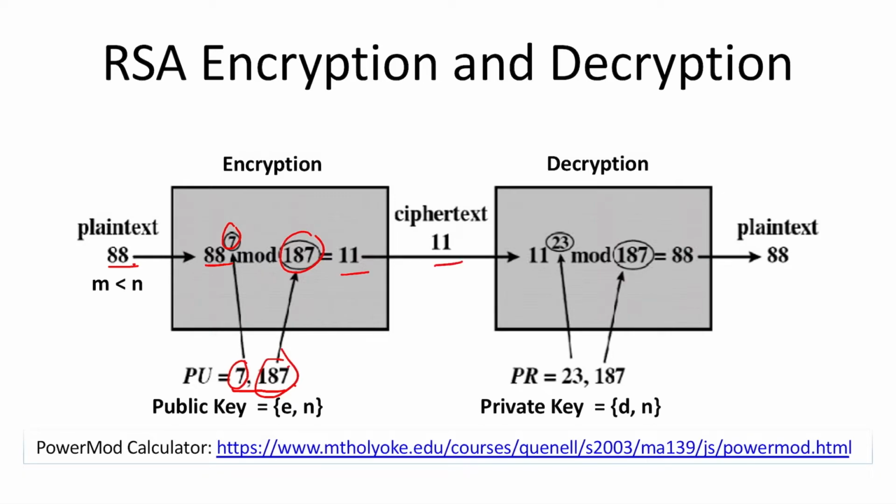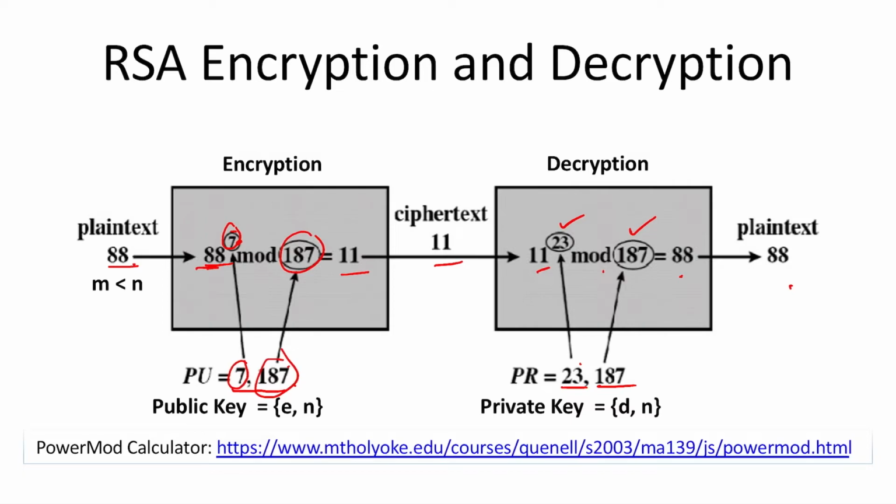Now to decrypt this ciphertext, we will use the receiver's private key. So let's say the receiver's private key is (23, 187). So what we'll do is we'll compute 11 raised to power private exponent, which is 23, mod n, which is 187. So this will give us 88, which is our plain text.